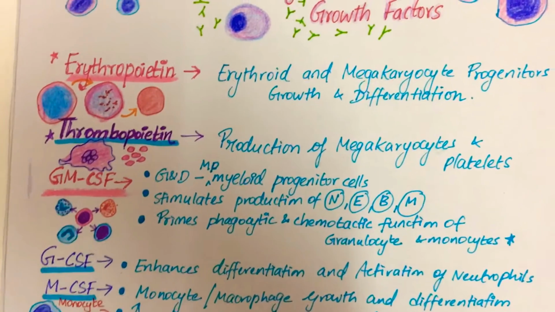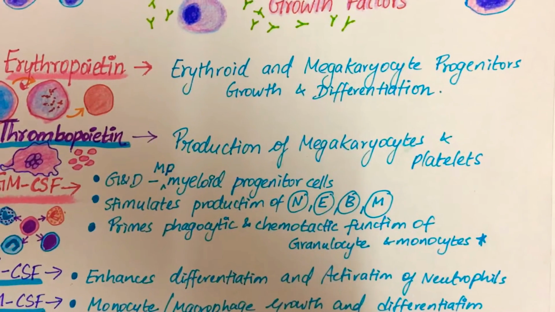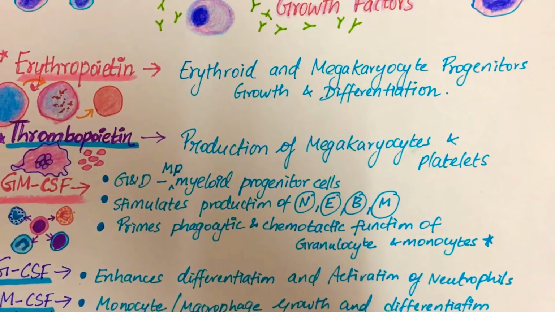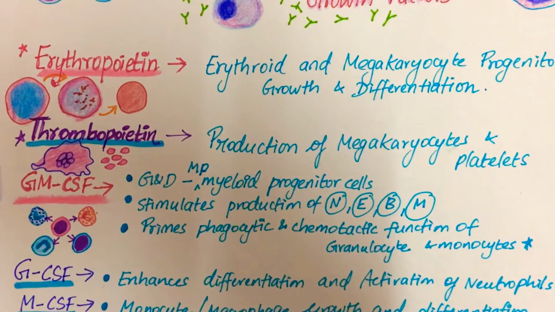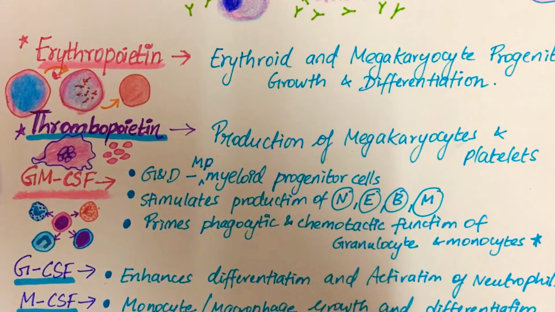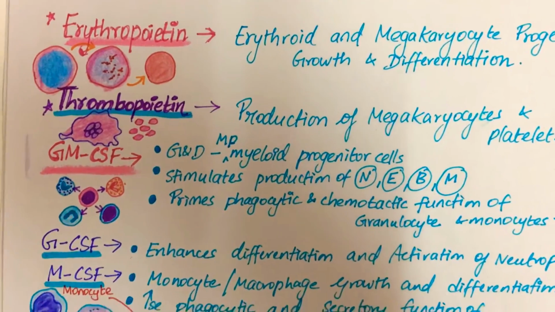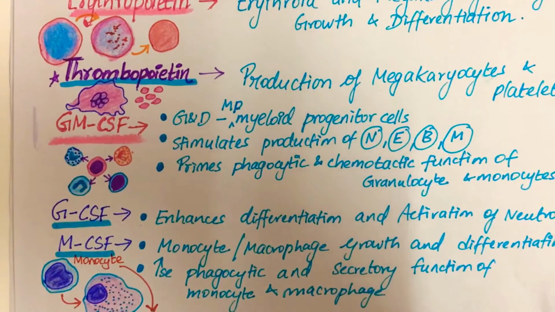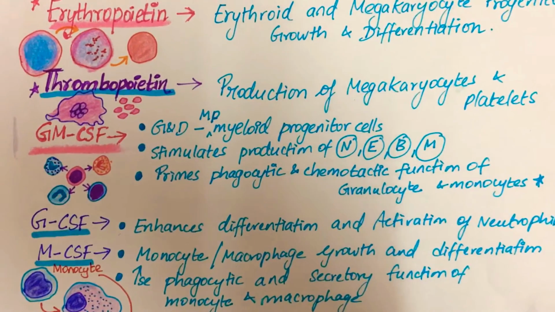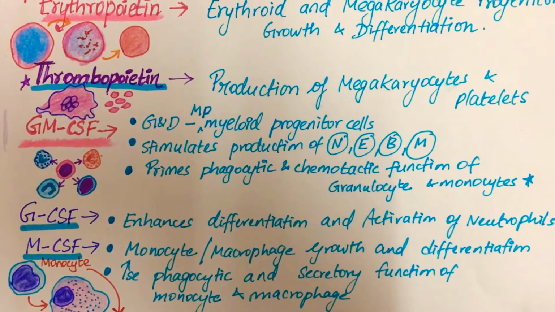Erythropoietin has a role in erythroid and megakaryocyte progenitor growth and differentiation. This is why we give erythropoietin to non-regenerative anemic patients. And you have thrombopoietin. Thrombopoietin is going to increase the production of megakaryocytes and platelets in the bone marrow.